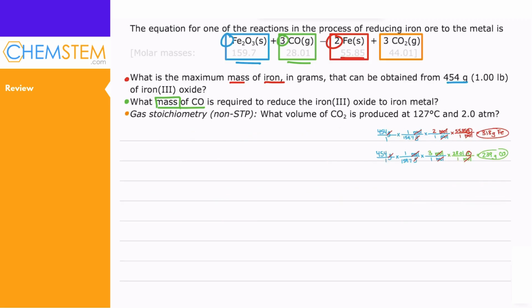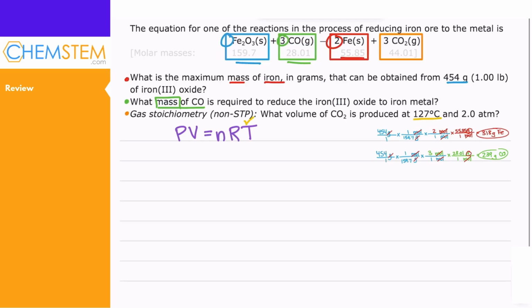Now let's do the gas stoichiometry problem. As a result of this reaction, we're going to produce a waste gas, carbon dioxide. What volume of carbon dioxide is produced at 127 degrees Celsius and 2 atmospheres? This is going to require knowledge of the ideal gas law. The ideal gas law is PV equals nRT. A useful problem-solving strategy is to list out or somehow check off the things you know from the problem. So, according to this problem, we have the temperature.